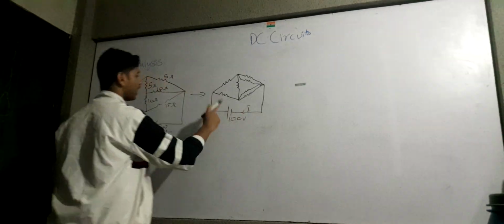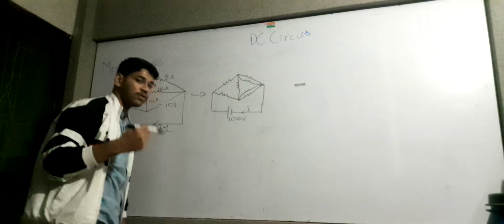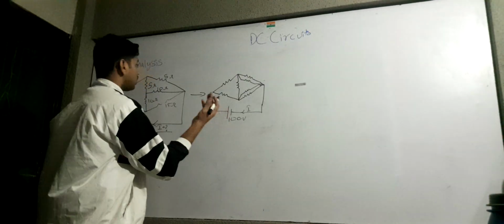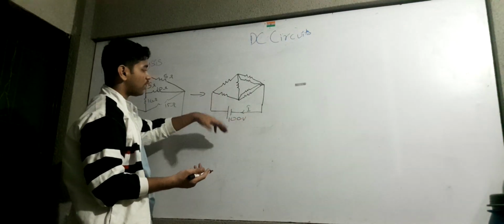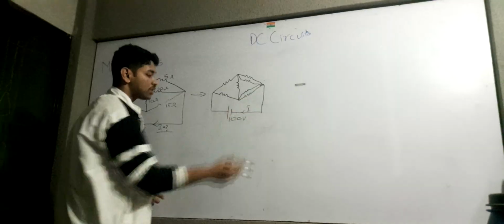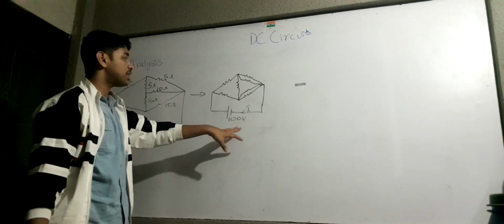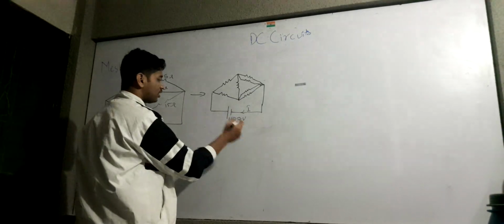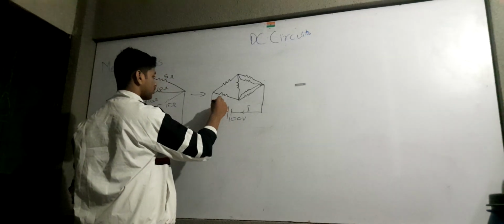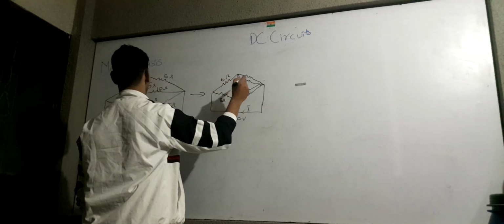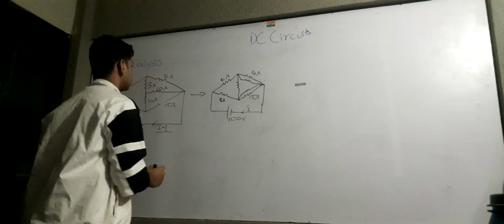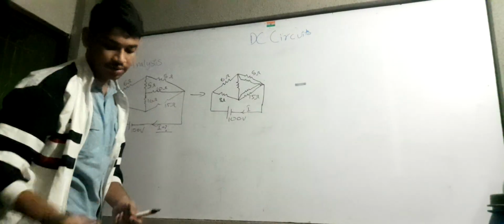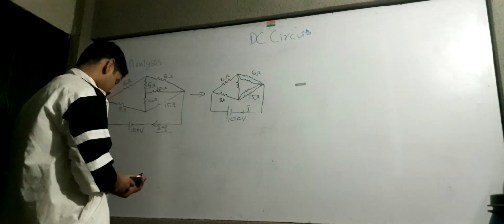Please never forget to write the units while writing the values in the circuit, because when your circuit gets complicated, you would get confused whether this is a voltage or a resistance value. So always write the unit. So this is 5 ohms, 15 ohms. Above, what we have is 5.